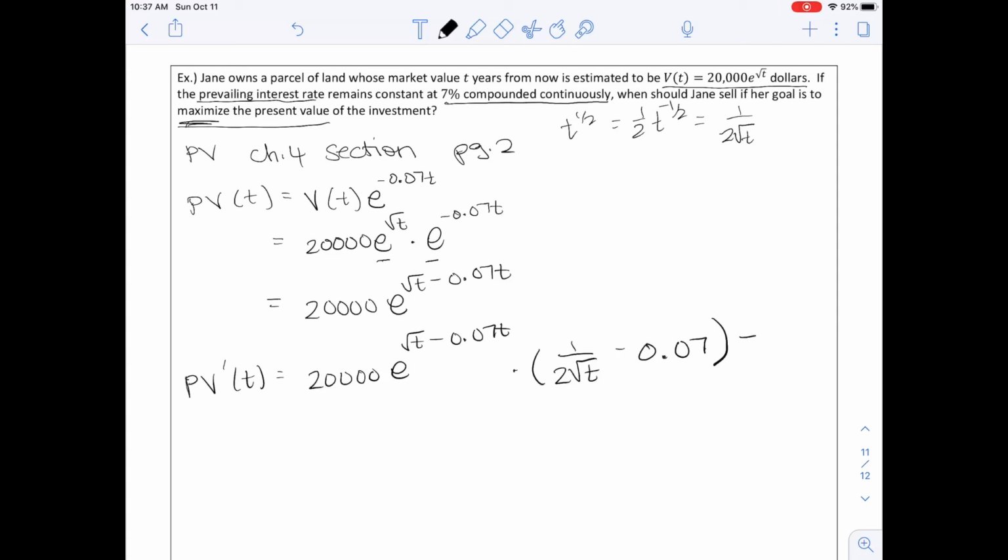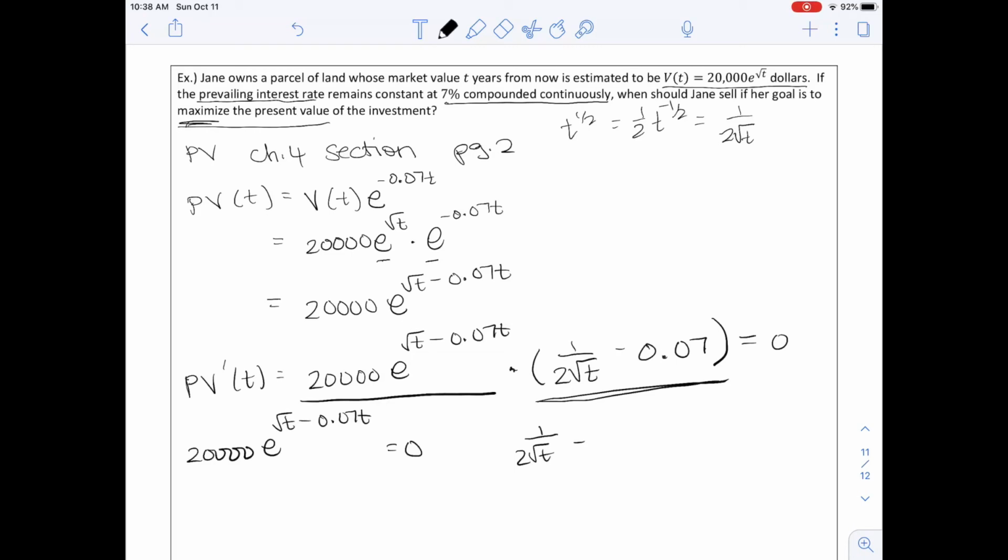And to figure out where this is maximized, we're going to set this equal to 0. From here, since we are multiplying, I'm going to go ahead and separate this by the zero product property. Say my first term, which is 20,000 e to the square root of t minus 0.07t, is equal to 0. And then my second term here, I'm going to set this also equal to 0 and have to solve this.